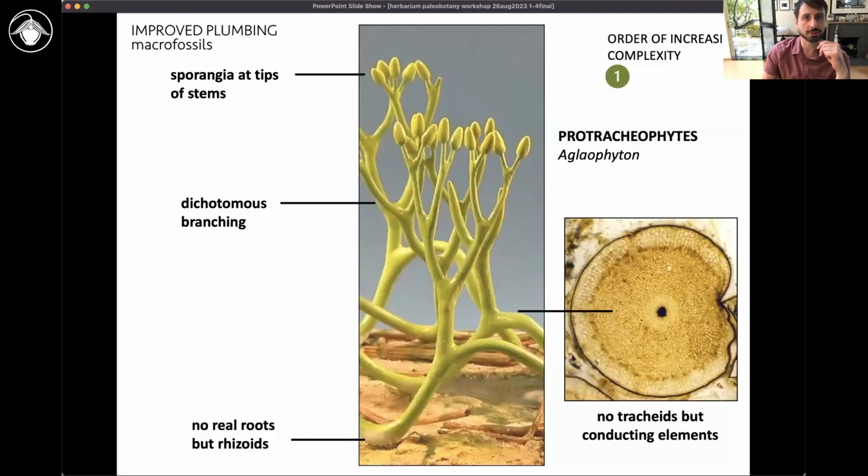So our first stage, or basically our first phase of vascular plant evolution, starts with a group called protracheophytes. They don't really have a very good common name, so we just call them protracheophytes, which means before tracheophytes. And tracheophyte is the technical term for vascular plants today. One of the examples that we have here is called a gleophyton.